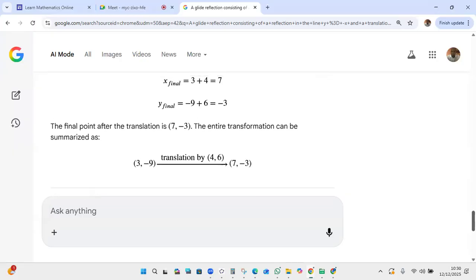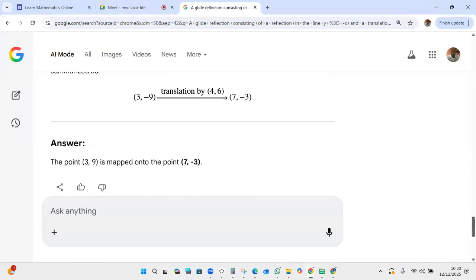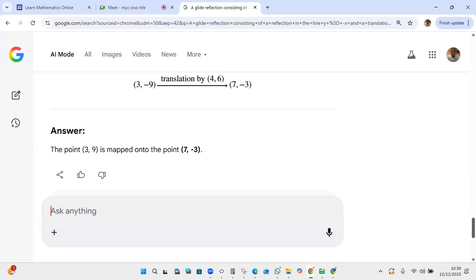The entire transformation can be summarized as (3, -9), translation by (4, 6), becomes (7, -3). So the final answer is (7, -3).